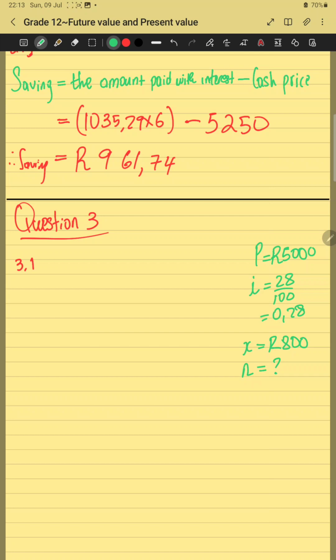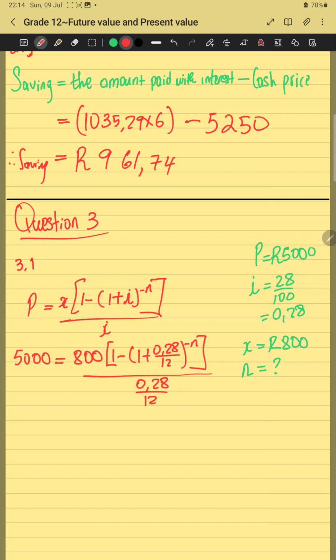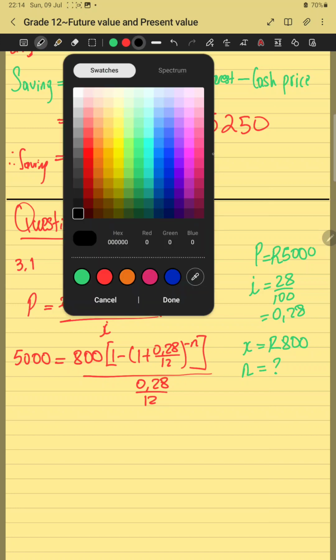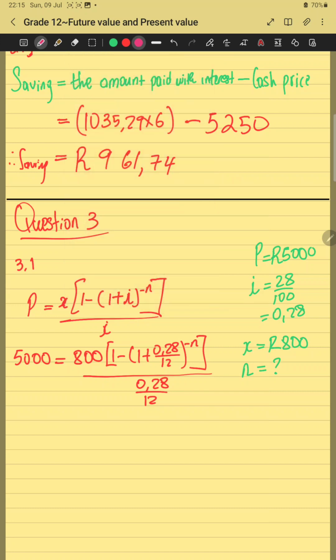Then we don't know the number of years or months. Okay, let me write down the formula then. This is the formula, then we substitute. This is our substitution, and then the next step is to cross multiply with this value here. So we're going to cross multiply with this value. Yes, we cross multiply, or we multiply both sides with this value, so either way.